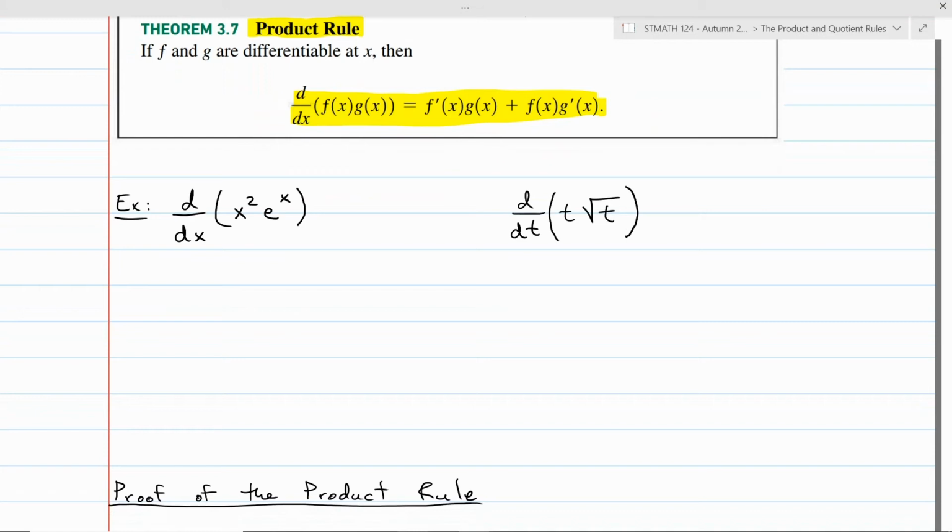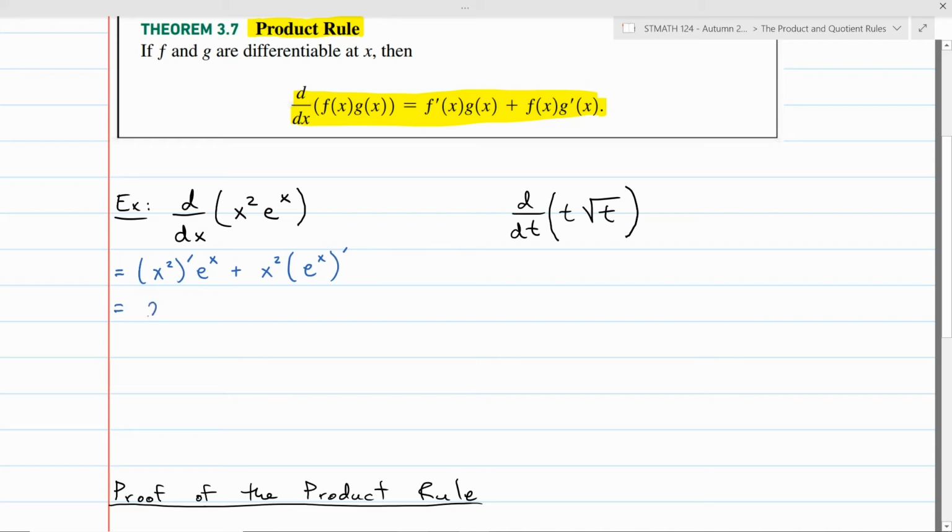So in the first example here, we're taking the derivative of x squared times e to the x. According to the product rule, the way it works is you take the derivative of the first term, and then you leave the second term alone, then plus, you leave the first term alone, and you multiply that times the derivative of the second term. So as long as you know how to do the derivatives of the factors that are multiplied together, you're fine.